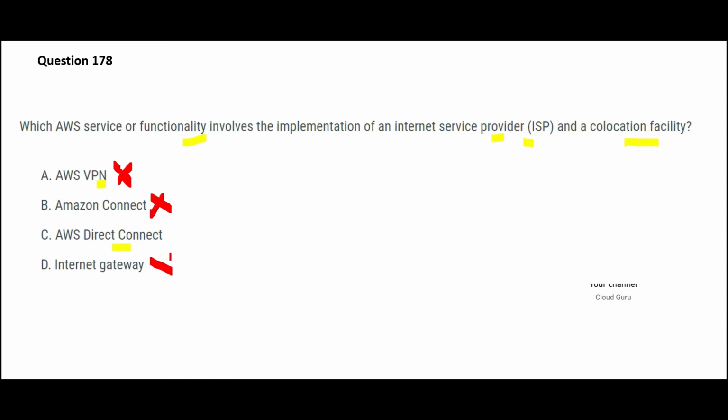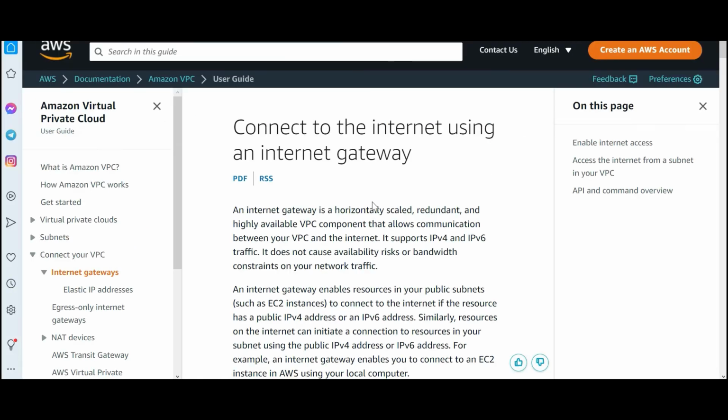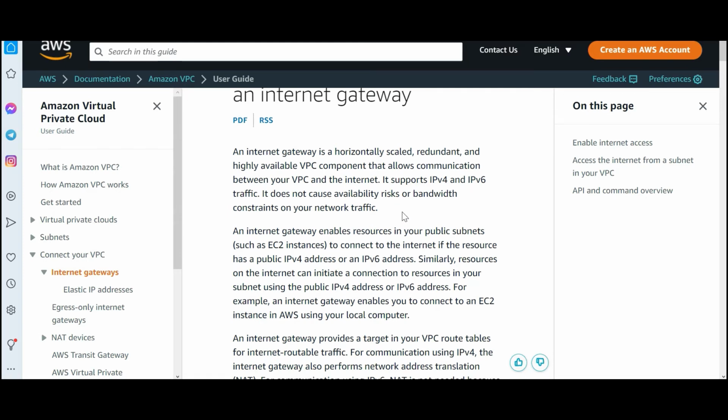Internet gateway, this is also wrong. Why? Because internet gateway is used to connect to the internet. Okay. It is a separate service. For example, you have EC2 instances and you want to connect them to the internet, you can use Internet Gateway.